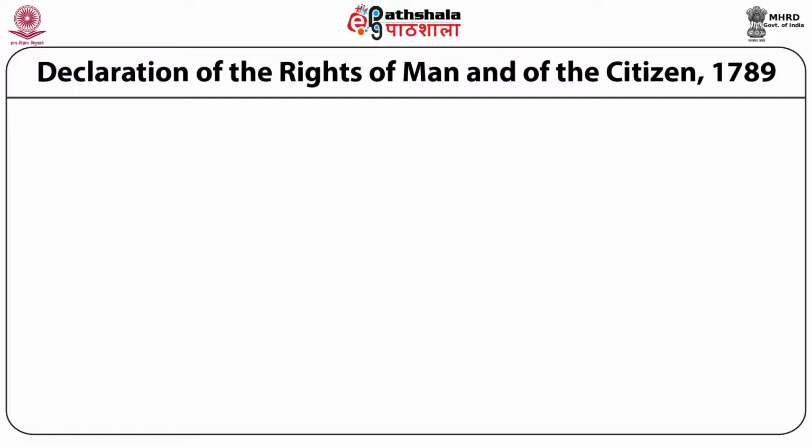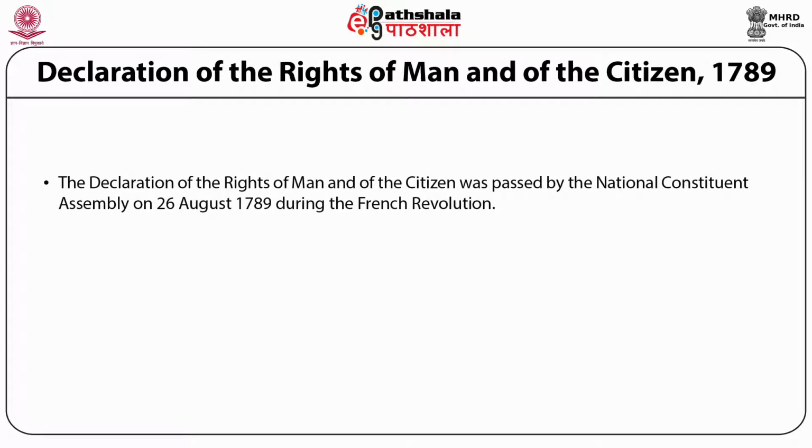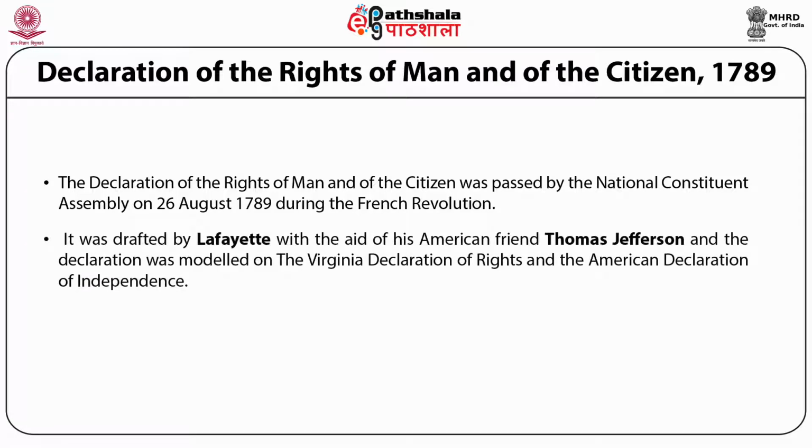Now we come to France. France is interesting for its extreme position on free speech. It can all be traced back to the Declaration of the Rights of Man and of the Citizen, which was passed by the National Constituent Assembly in France on the 26th of August, 1789. The French Revolution was in full swing. The declaration was drafted by Lafayette with the aid of his American friend, the free speech champion, Thomas Jefferson.